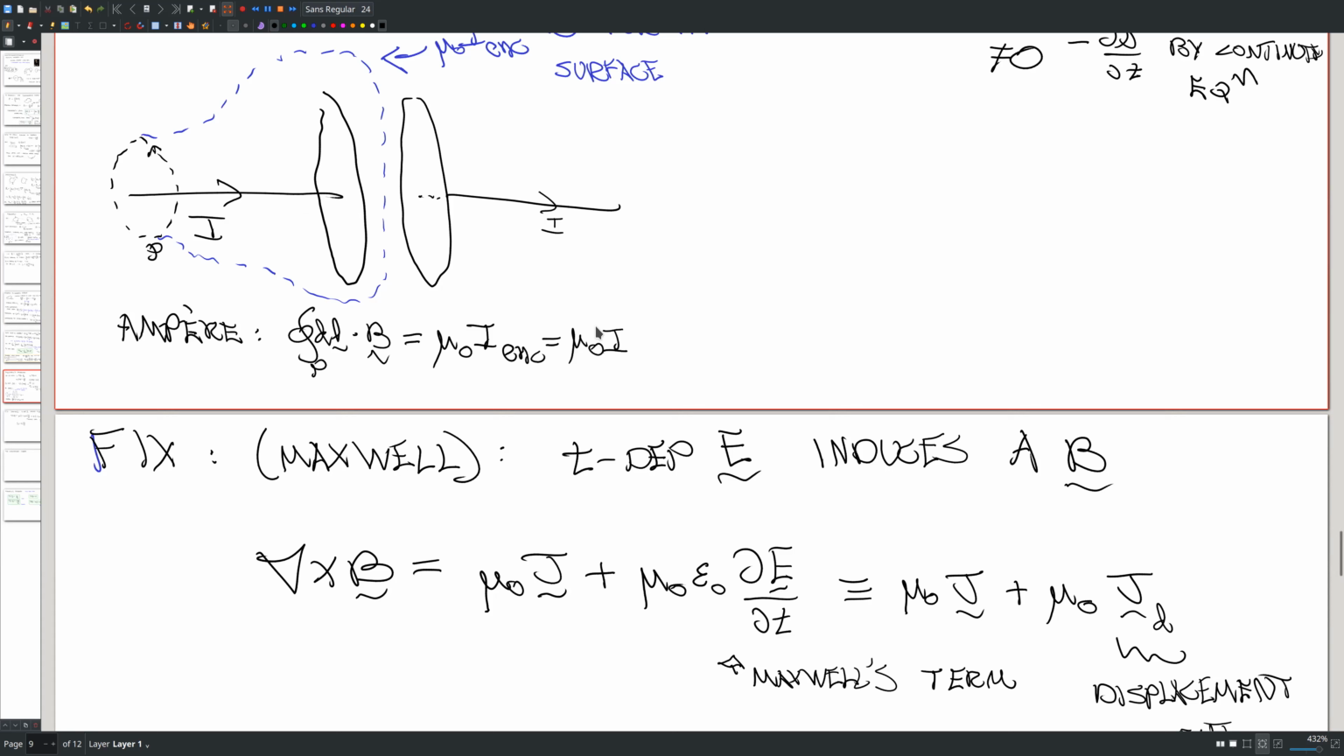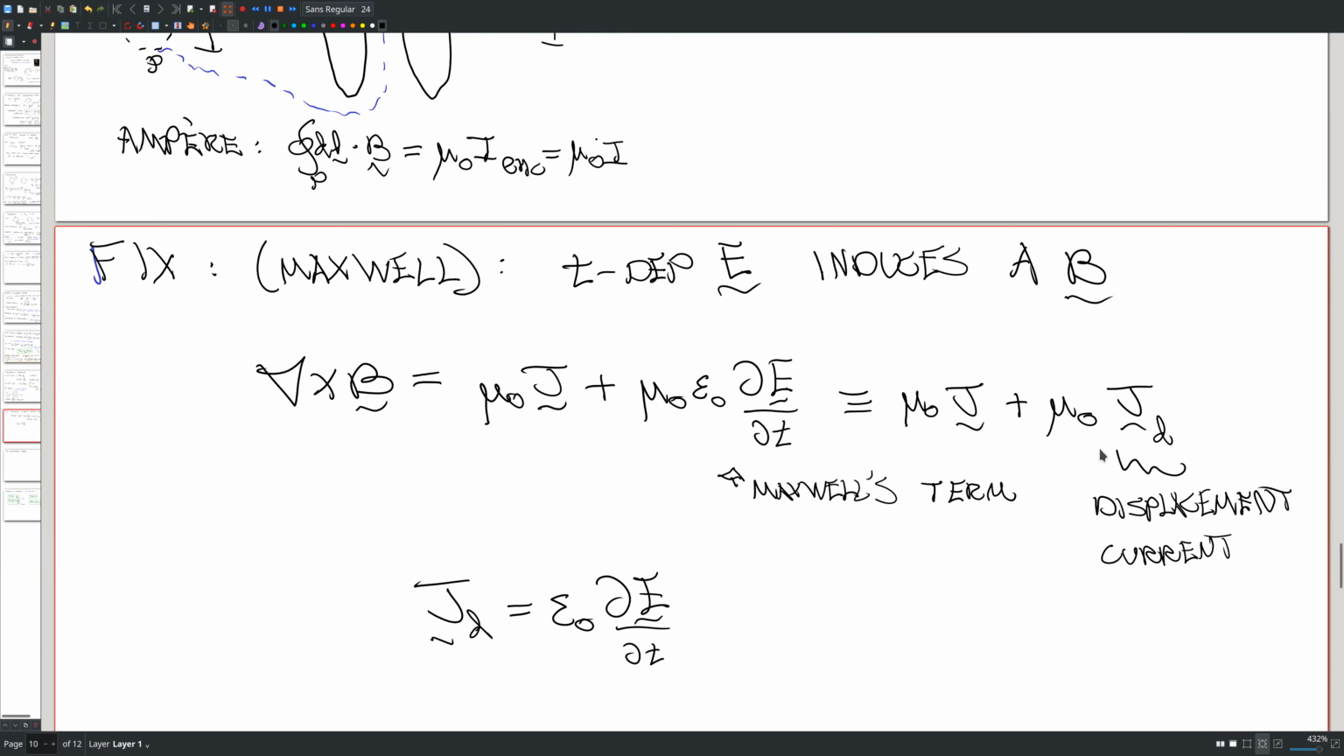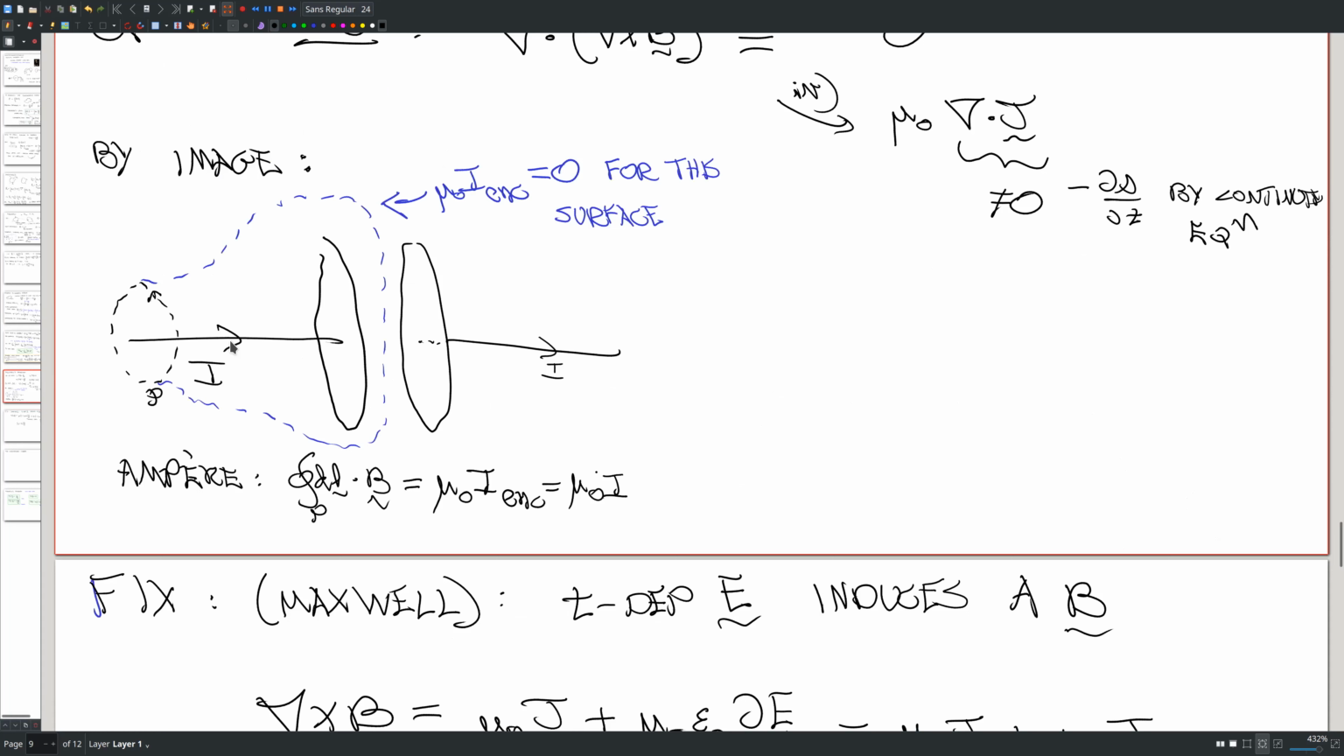And it so happens that if you include the Maxwell term for the displacement current, it precisely carries the same weight as the current that is carried through the wire. Okay, so then it becomes consistent.